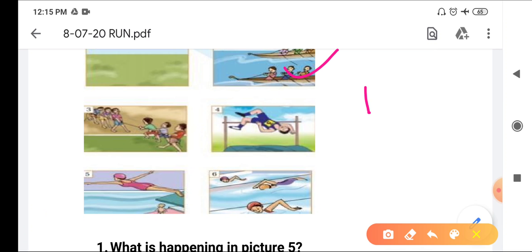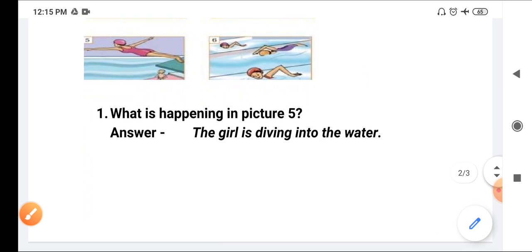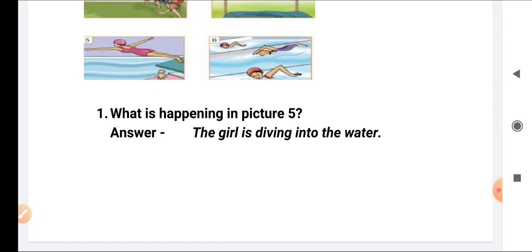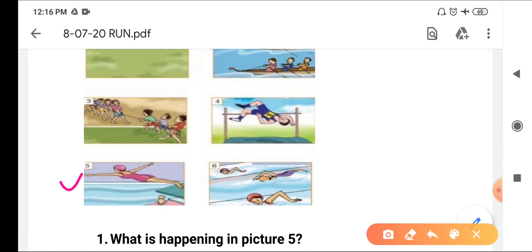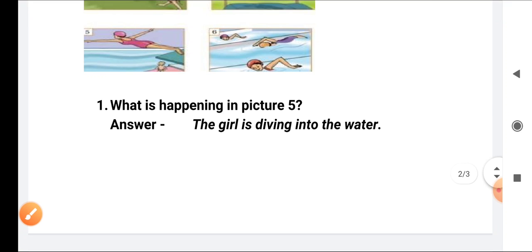So here are a few questions which you have to do. First question, what is happening in picture 5? So this is picture 5. You can answer like this: a girl is diving into the river, or you can write a girl is diving into the water. This girl is diving into the water. You can write like this. So I answered also here, the girl is diving into the water.